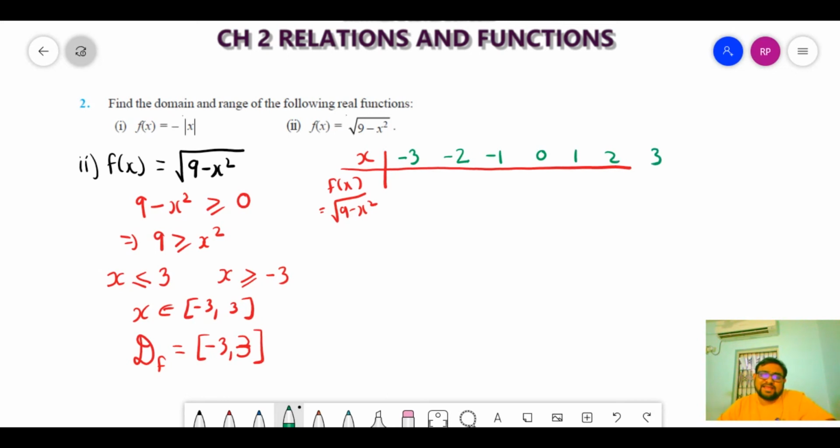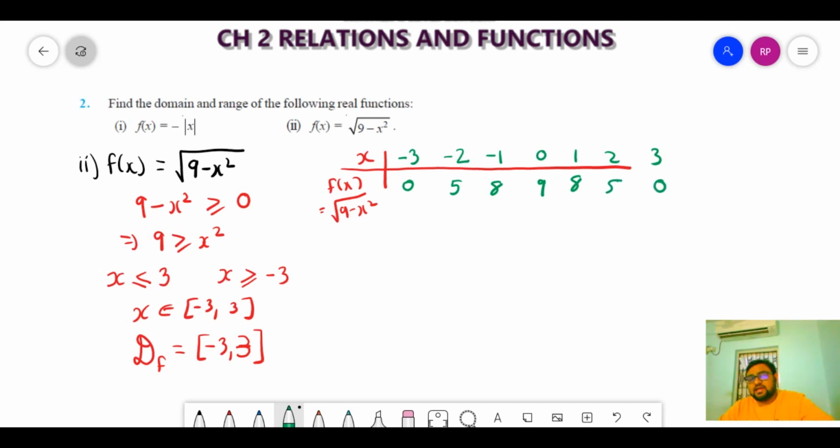So for minus 3, it will be 9 minus 3 squared. So 9 minus 9, 0. When I put minus 2, 9 minus 4, that is 5. Minus 1, 9 minus 1, 8. 0, 9 minus 0, 9. Again for 1, the answer will be 8. When I put 2, it will be 5. When I put 3, 0.